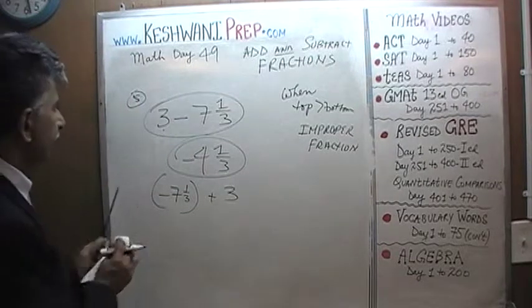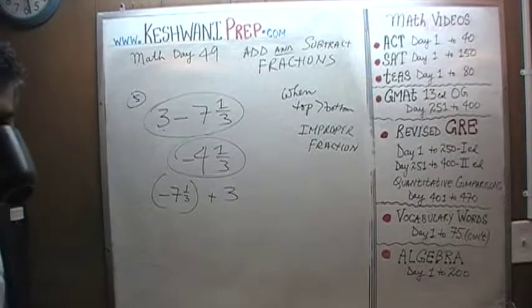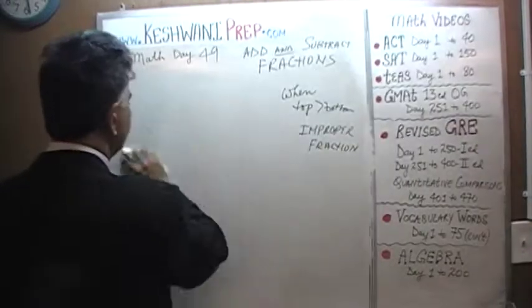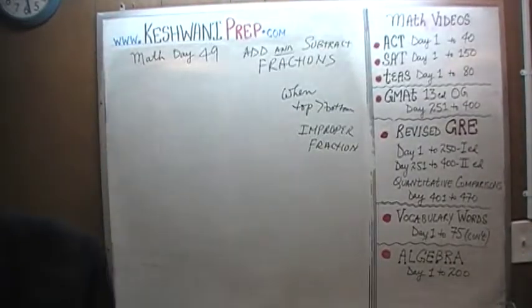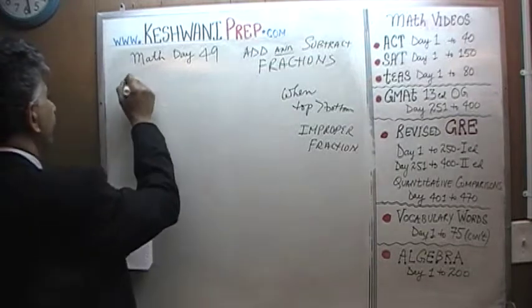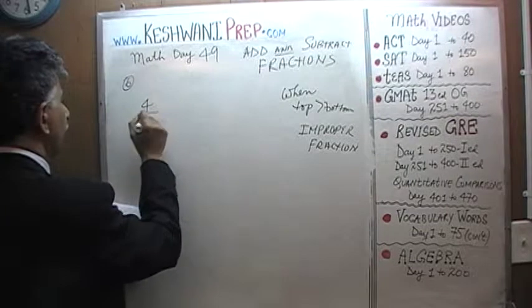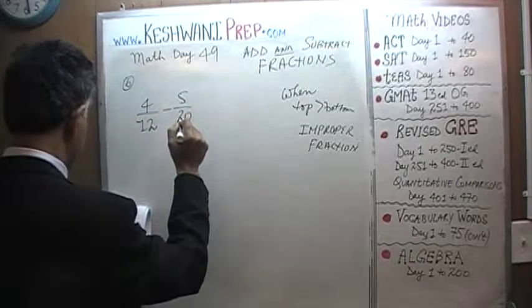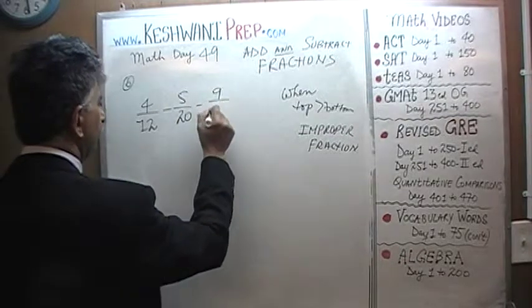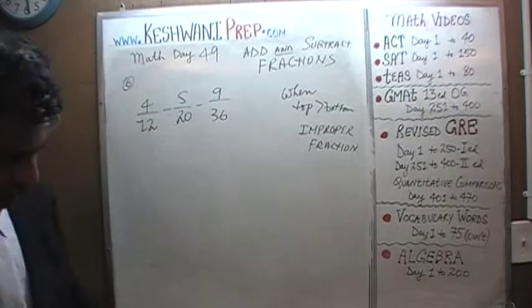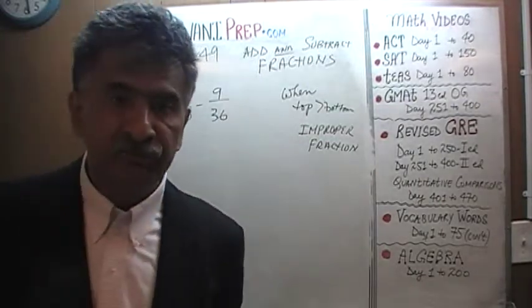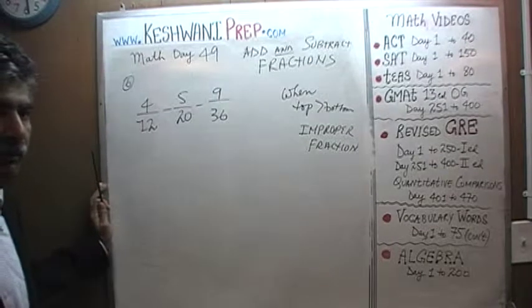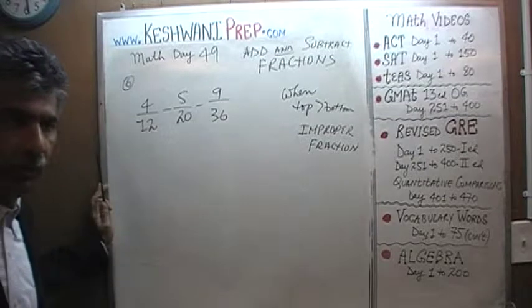Let's do one more. Number 6. In number 6 we have 4 12ths minus 5 20ths plus 9 36ths. Now listen very carefully, okay? Pause the video. I insist that you pause the video and do it yourself. Do it right now. I'm going to give you 5 seconds to pause and unpause the video. Do the problem yourself and then compare your work against the work that you and I will do together in a few seconds.